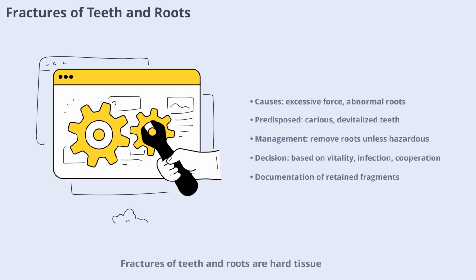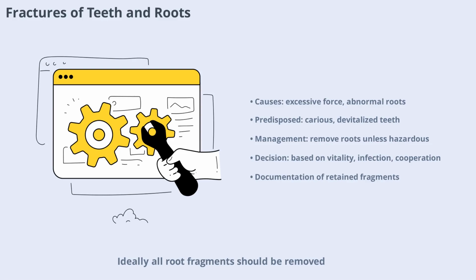Fractures of teeth and roots are hard tissue complications that often arise from inappropriate or excessive force, lack of prior elevation, or abnormal root morphology. Carious lesions, large restorations, and devitalized or ankylosed teeth are particularly susceptible.